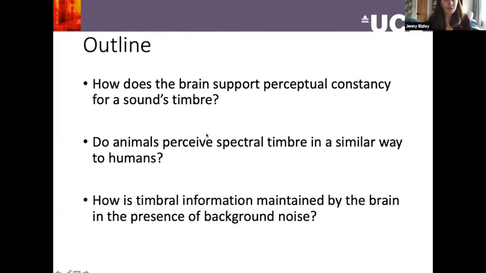In the middle of the talk, we're going to look a little more deeply at the cues that our animal model used to perceive sound timbre and compare that to humans in a very similar task. And in the final bit of the talk, I'll present some more recent work where we've actually been exploring perceptual constancy and its neural correlates in animals as they perform these kind of acoustic discriminations.